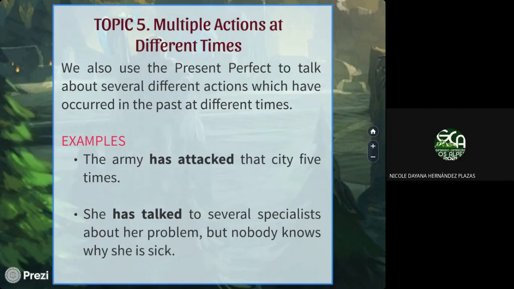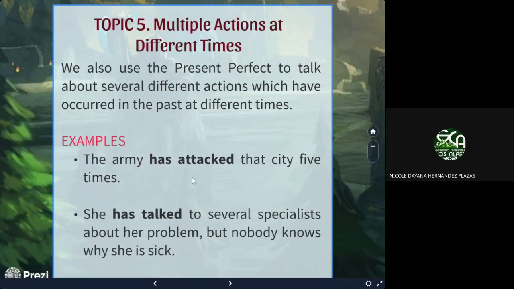Let's imagine that you are telling a story, that you are talking about, I don't know, a lot of events that happen. Piensen que el presente perfecto es el pasado del pasado simple. Entonces, ponle cuidado. The army has attacked that city 5 times. She has talked to several specialists about her problem, but nobody knows why she is sick. Lo ha hecho muchas veces en el pasado.